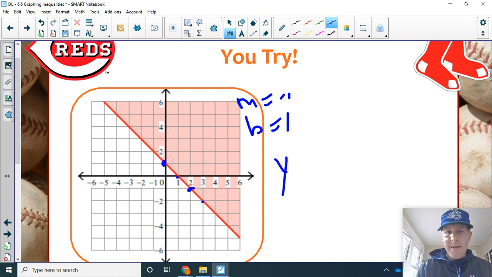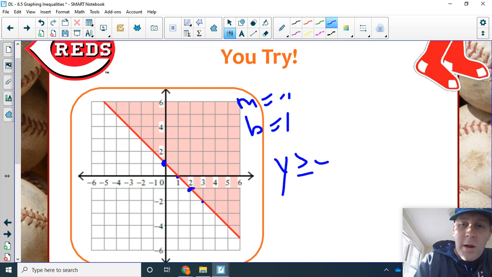So y, let's think about the inequality symbol. I see a solid line, and we're shading above where the line crosses the y-axis. So it's going to be y is greater than or equal to. Greater than because we're shading above the line, or equal to because we have a solid line drawn. And then use the other information: -1x, or just -x plus 1.